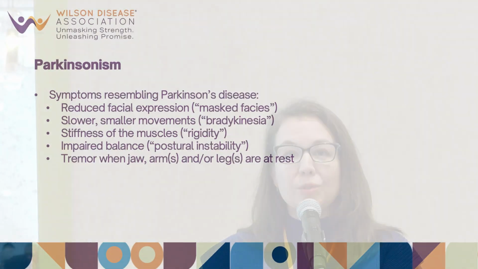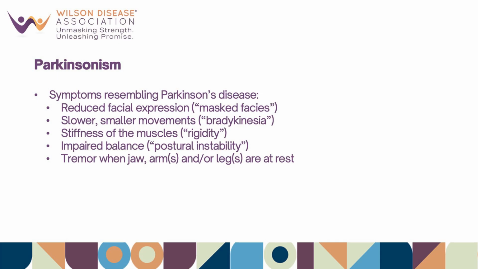Parkinsonism is another subset of symptoms. Those are symptoms resembling Parkinson's disease. It's not Parkinson's disease, but it shares some of the same symptoms or features. That can include reduced facial expression, slower, smaller movements, stiffness of the muscles, balance impairment, and a tremor that is opposite to the tremor we discussed earlier. So a Parkinsonian type tremor is one that's there at rest, when a person's arm or leg are just relaxed.